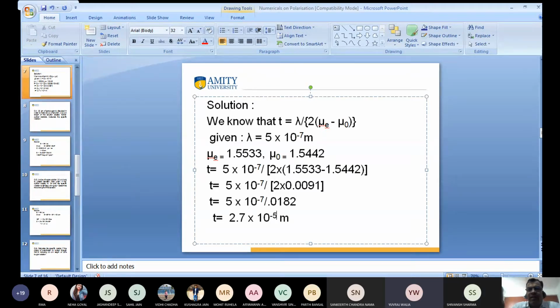Can I check your answer? Yes, it is 10 to the power minus 5. Okay, this is correct: 5 into 10 power minus 7 divided by 0.182. Is this correct? Yes, sir. Just a minute, I want to calculate. I want to use the mobile phone for the calculation. Kindly wait.